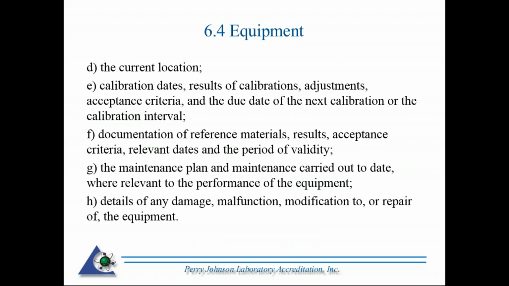The current location may or may not be applicable. If you're a calibration company, you have technicians that are assigned specific equipment, and they're going out doing these calibrations on site at the customer location. I would say in that case it would be applicable, to know who's assigned what equipment. Then there is calibration: calibration dates, results, adjustments, acceptance criteria, and the due date of the next calibration or the calibration interval. It has to have a record.